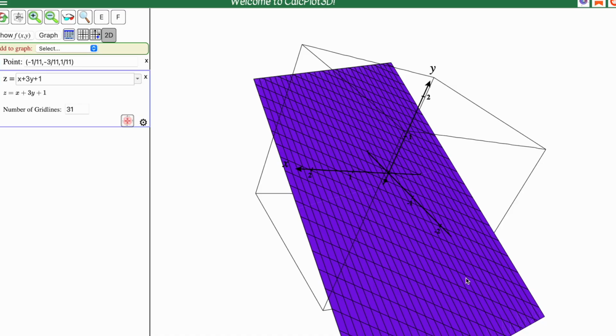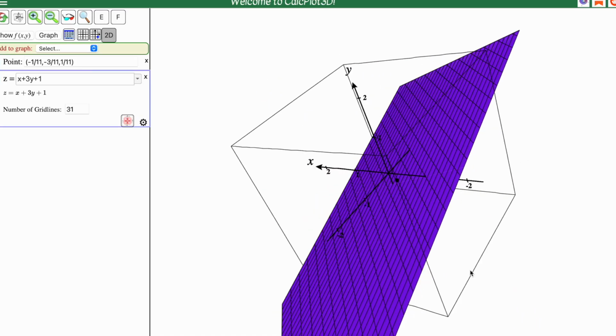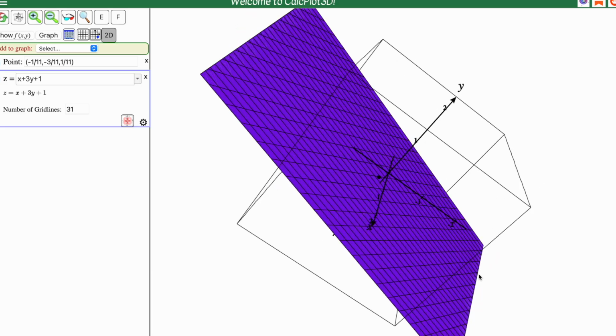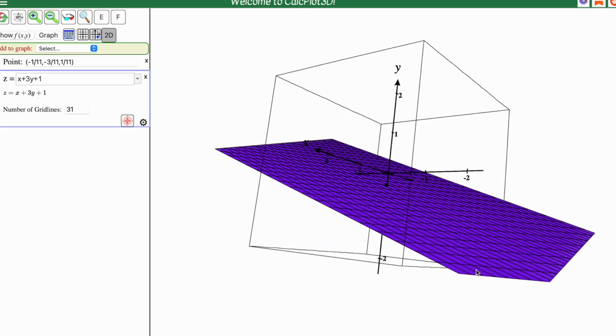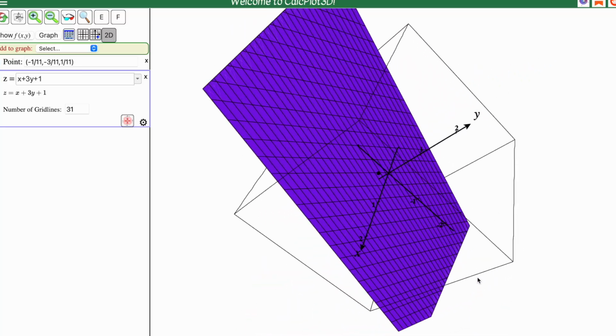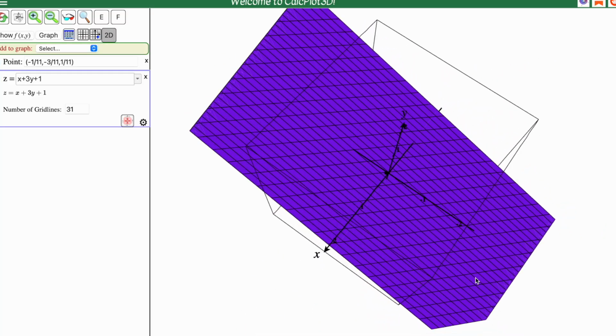Alright, and now looking in the CalcPlot3D applet, you can see there's our plane, there's that point, and no matter where you rotate it, you can definitely tell that point on the plane is the closest to the origin, and that's exactly what we were looking for.